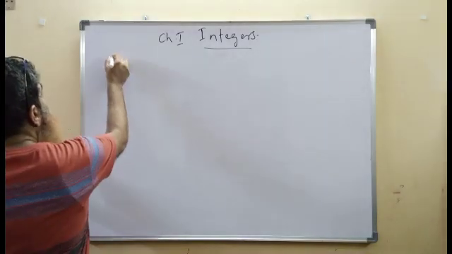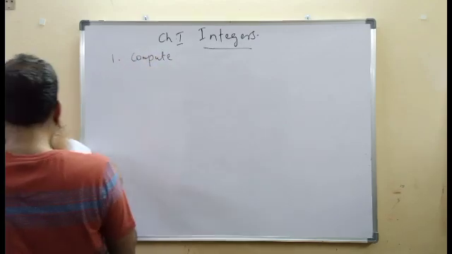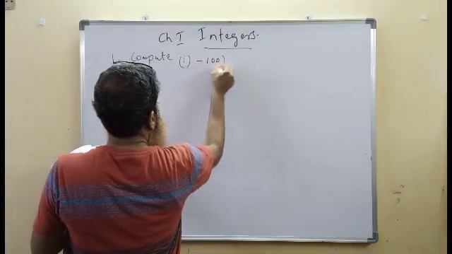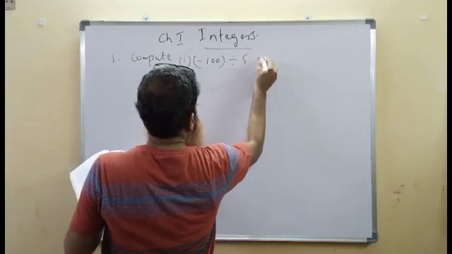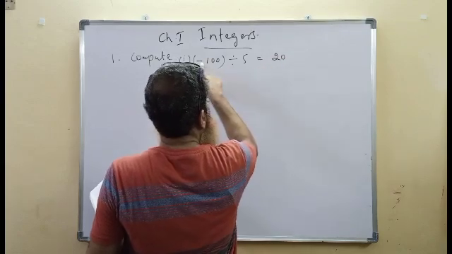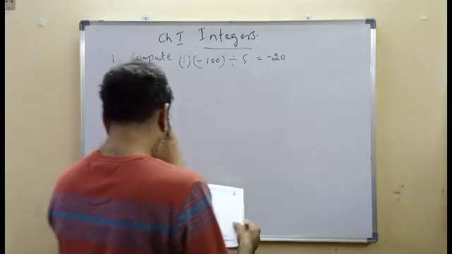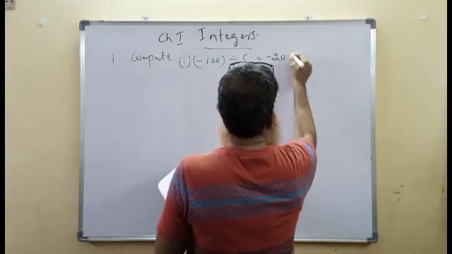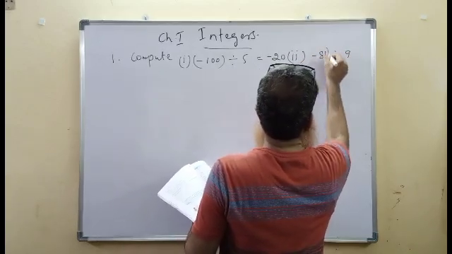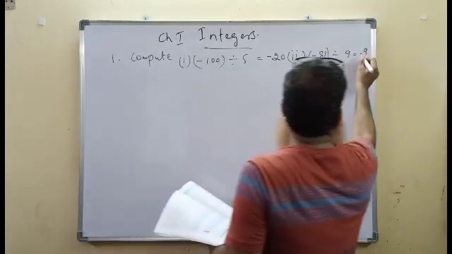First one is asking us to compute the following. The first bit is minus 100 divided by 5. If it was 100 divided by 5, we would have got the result 20. There is one negative integer involved here, so the resultant will also be a negative integer. Second bit, minus 81 divided by 9. Again, one negative integer involved, so the resultant will also be a negative integer.